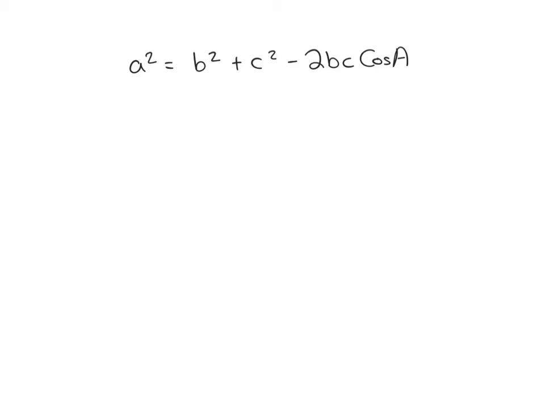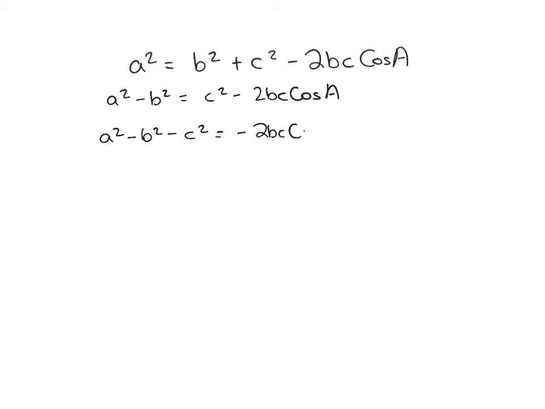And then you can see that if we want just cos of A on its own, first of all, we can see that it's being multiplied by minus 2bc, and then after that it's being taken away from b squared plus c squared. So first of all, we can get rid of the b squared and the c squared. You could do this all together, or you could do it one by one. So if I did it one by one, I could subtract b squared from both sides, so I'll have a squared minus b squared equals c squared minus 2bc cos of A, and then I could get rid of the c squared, so it's positive c squared, so I could take that away. So a squared minus b squared minus c squared is equal to minus 2bc cos of A.